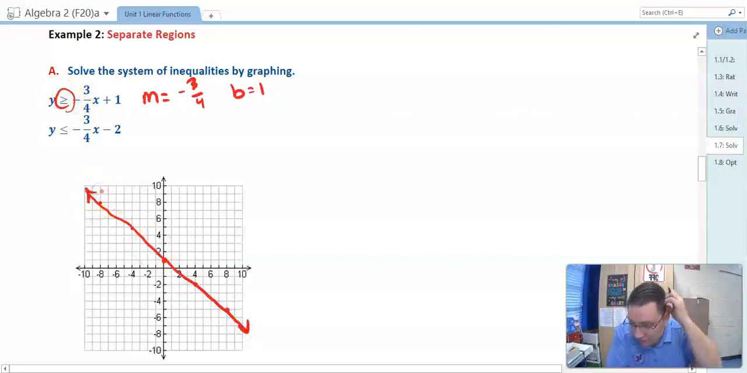Now, where's this line going to be shaded? Is 0, 0 going to work? So I put 0 and 0. Is 0 greater than 1? No. So red is not here. It'll be shaded above.